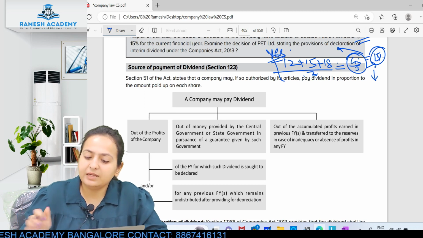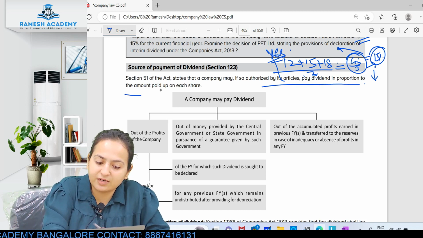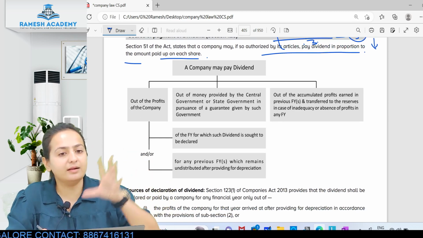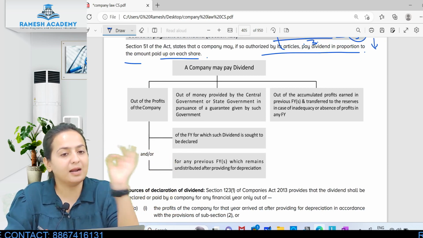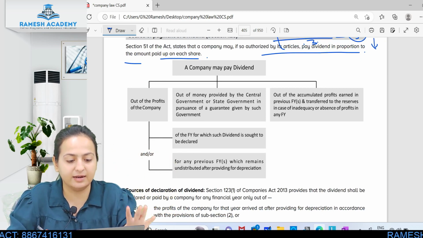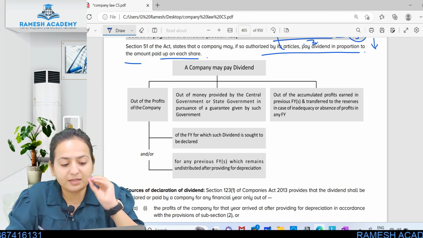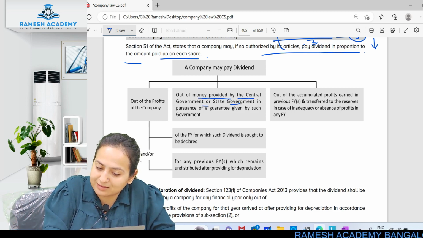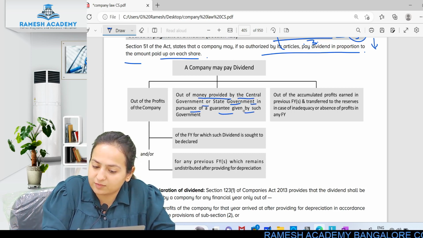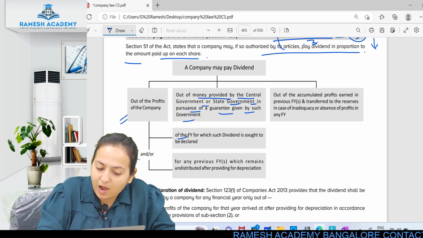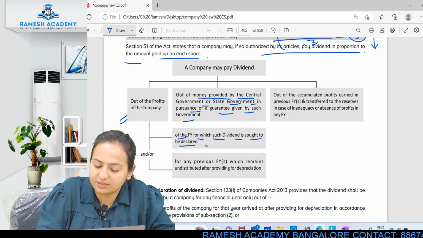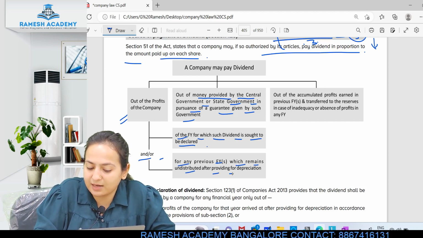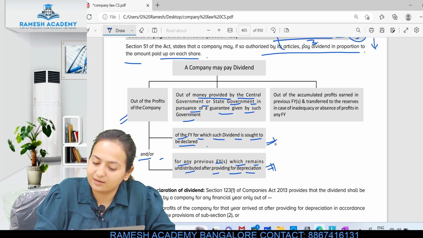The company, if so authorized by the AOA, pays dividend in proportion of the paid up share capital. Whatever share capital is there, in that proportion only the dividend is declared and paid. It may pay the dividend out of the profits of the company, out of the money provided by CG, SG or in pursuance of guarantee given by the government, out of the financial year for which dividend is sought to be declared, and or for the previous financial year which remains undistributed after providing the depreciation.